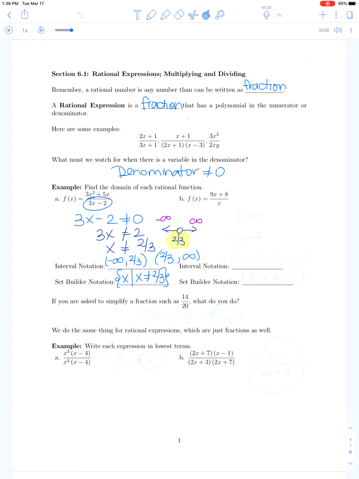To put these two together, we need to put a little symbol in between. It's a U. It unites the two sides. It's called a union symbol.